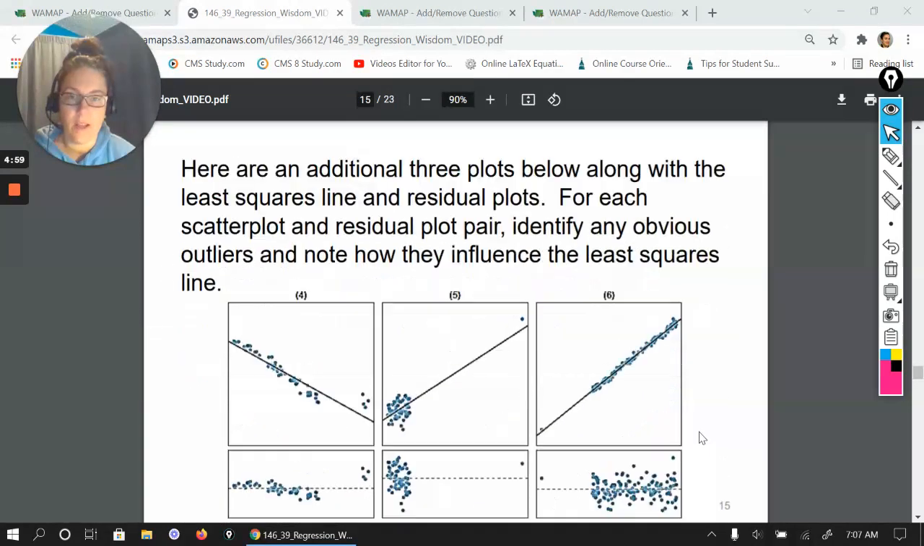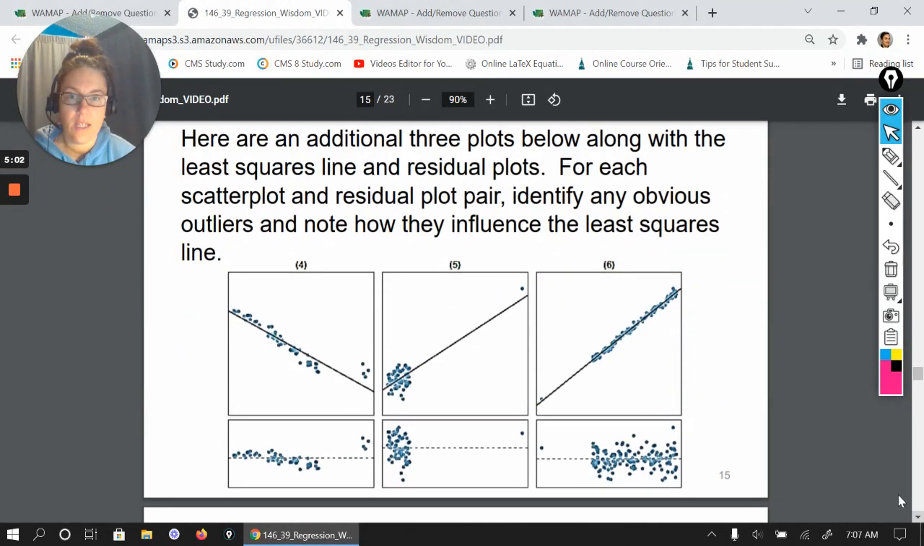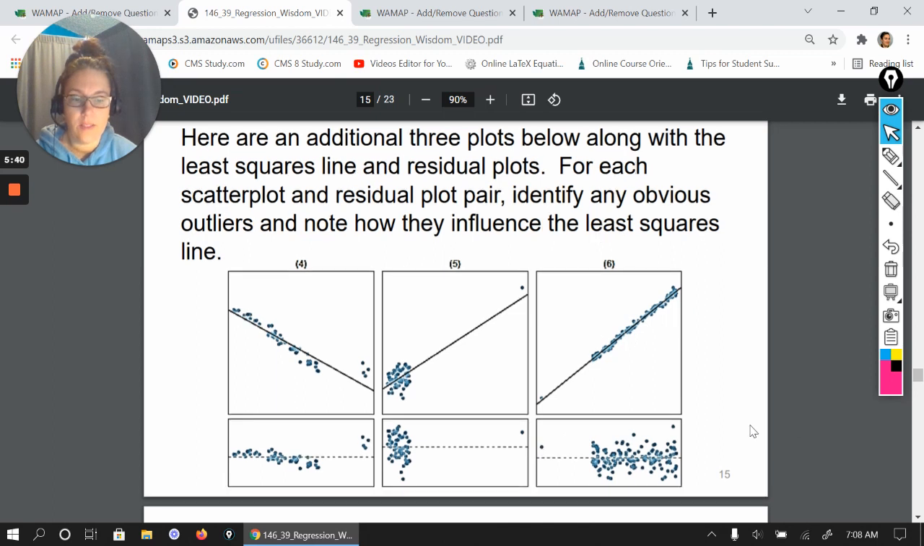Here's example 5. Here are an additional 3 plots below, along with the least squares line and residual plots. For each scatter plot and residual plot pair, identify any obvious outliers and note how they influence the least squares line. Okay, so just think in your mind. We've got some issues here on the right hand side. We've got an outlier up here for number 2, and then we've got an outlier on the left hand side of our scatter plot here. So let's see how these influence.